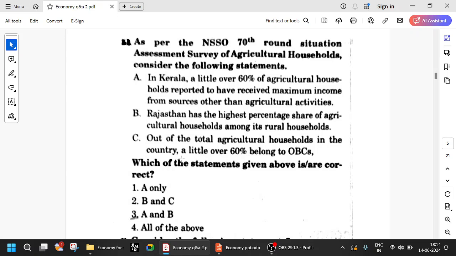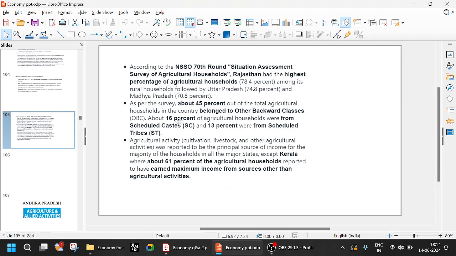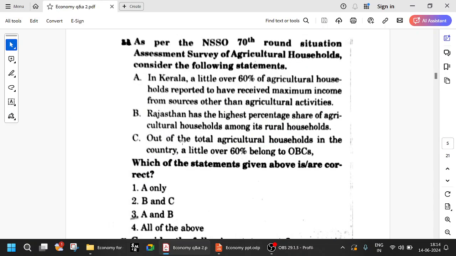Out of the total agricultural households in the country, little over 60% belong to the OBCs. Now, this is wrong. OBC is 45% only. So remember, 45% OBCs, 16% SC, and 13% ST. So C is wrong. Only A and B are correct, so option 3 is correct. This is a very important question. Try to remember. In agriculture, 45% OBC, 16% scheduled caste, 13% scheduled tribe. Rajasthan has the highest share, and in Kerala around 61% get income from other sources.